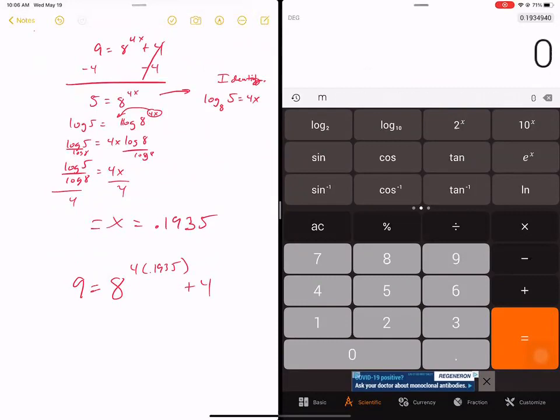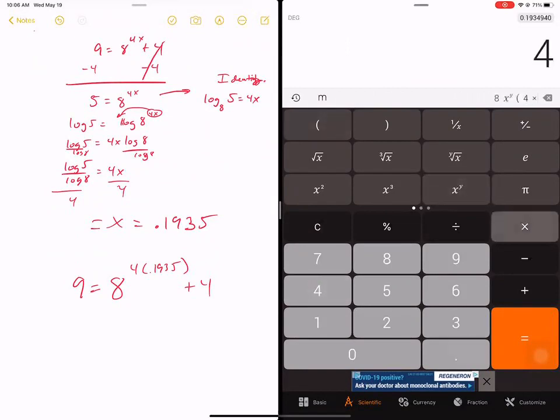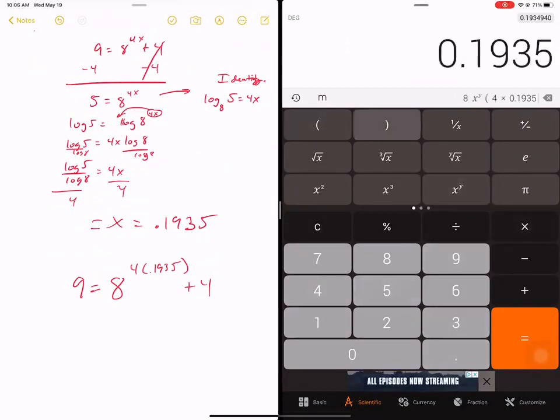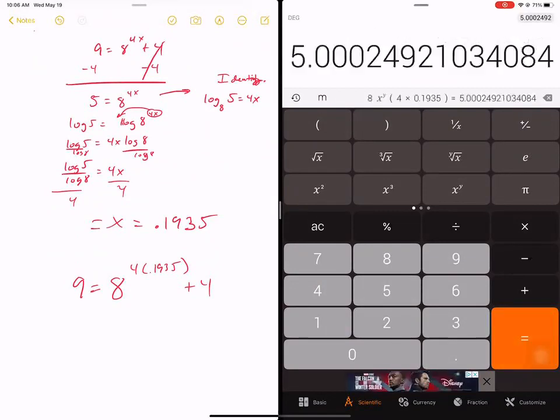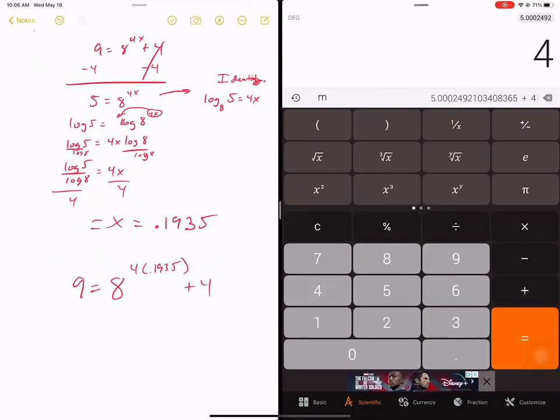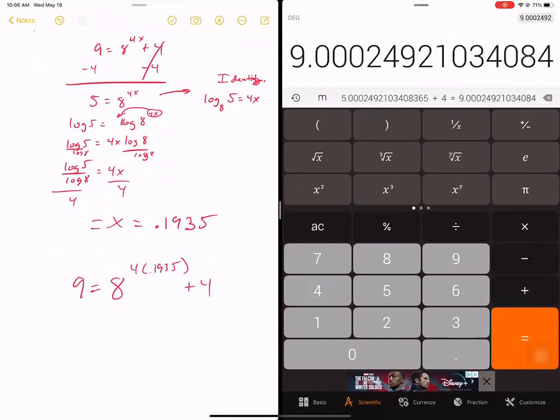So on this calculator, how do I need to type it? You see the x to the y button right here? We're going to use that button. So we type 8, x to the y, parentheses, 4 times 0.1935, close the parentheses, equals. That's close to 5, and 5 plus 4 is 9, and a bunch of decimals. Perfect. That's exactly what we were hoping for. So we were able to solve for the x value that would get us really close. Because of round off error, we're a little bit off, but it worked for us.